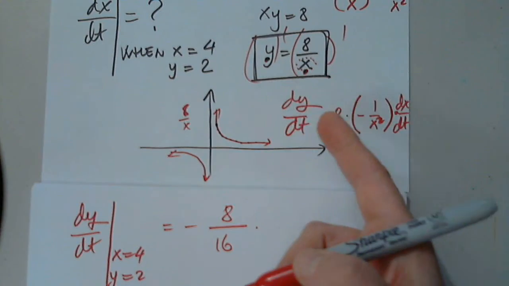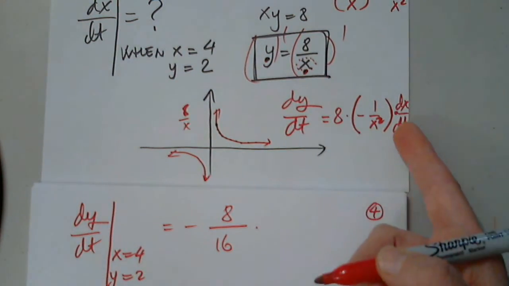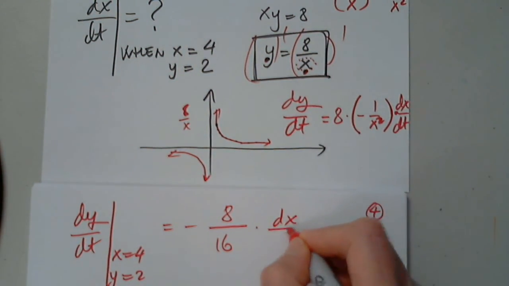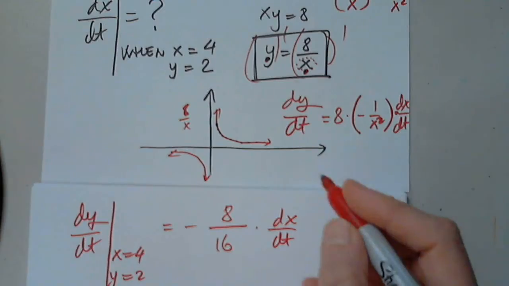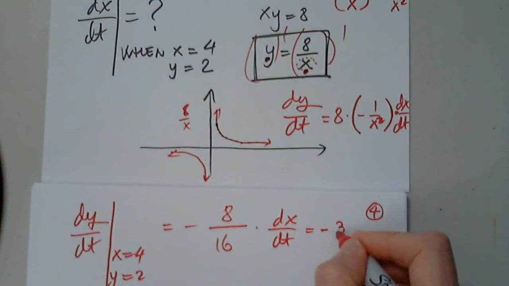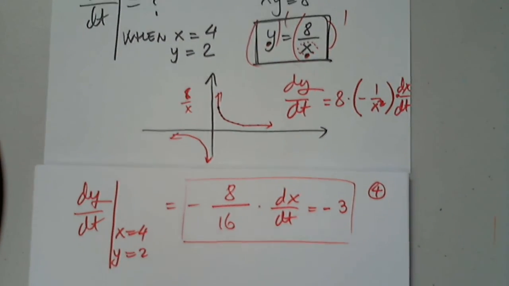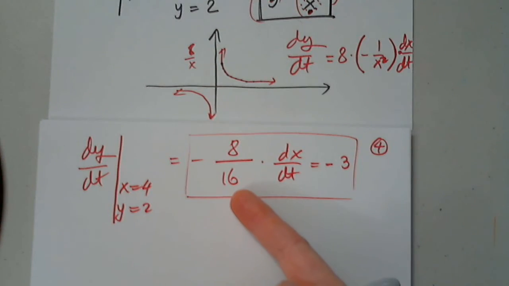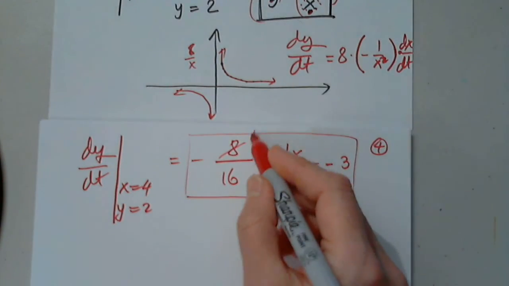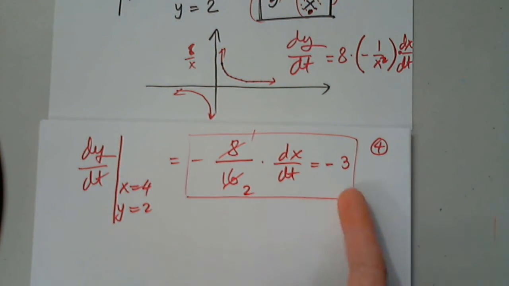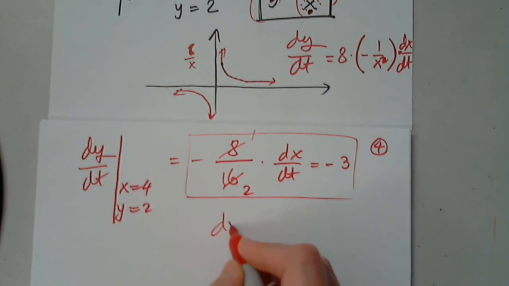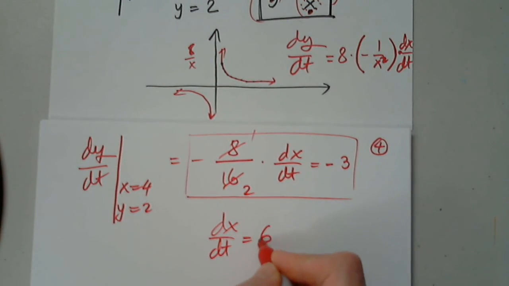I have to solve for dx over dt. dy over dt is given to me. I need to solve for dx over dt, and dy over dt is given to us as negative 3. So we are solving this equation for dx over dt. When I simplify, I only need to multiply by 2. So dx over dt equals 6.